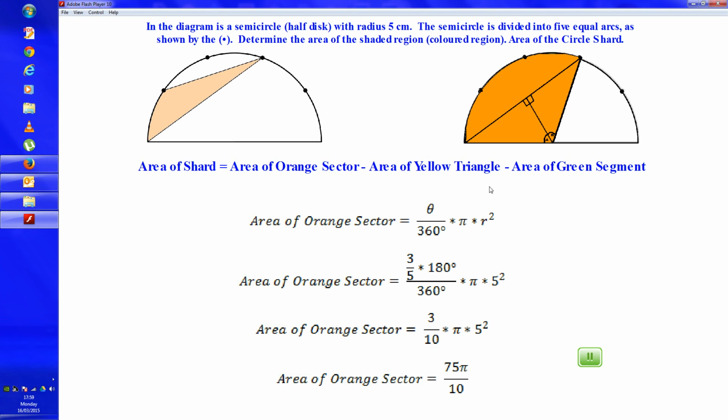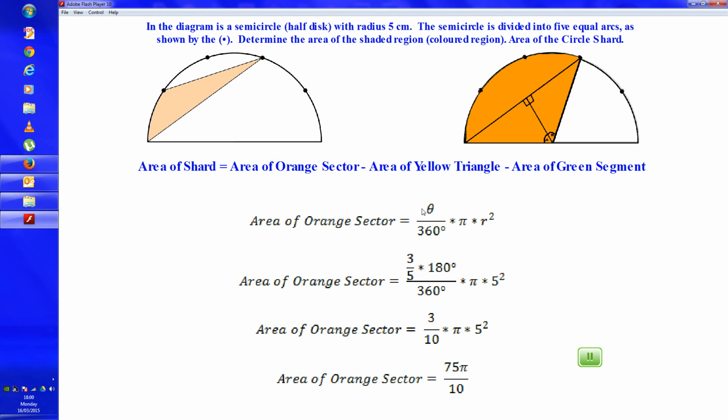Area of the orange sector: the formula for it is theta upon 360 degrees multiplied by pi r squared, pi r squared being the area of this circle. 360 degrees is the full circle. You could work in radians as opposed to degrees, but I've taken degrees in this particular case. If you choose to work in radians, make sure you use 2 pi radians and you use radian mode on your calculator or in Microsoft Word or whatever you would use.